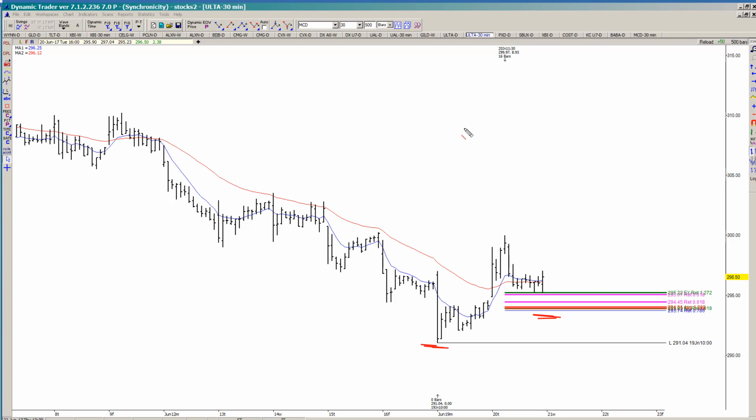And when am I wrong? Well, as far as this decision, I'm dead wrong if we break underneath this 293.74 area. If you break it by $1, then I'd say I'm wrong.